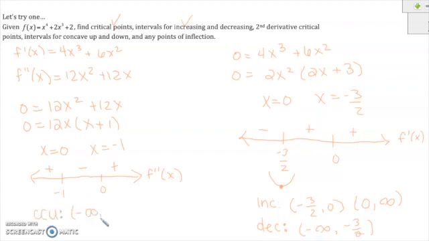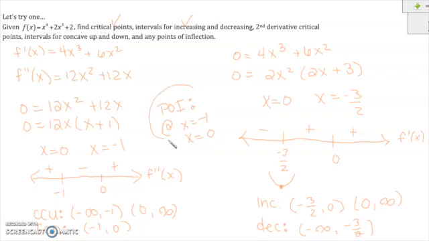Okay, so I am concave up where the second derivative is positive. So that's negative infinity to negative 1 and from 0 to infinity. And then I am concave down from negative 1 to 0. Where do I have inflection points? My points of inflection take place at x equals negative 1 and x equals 0.